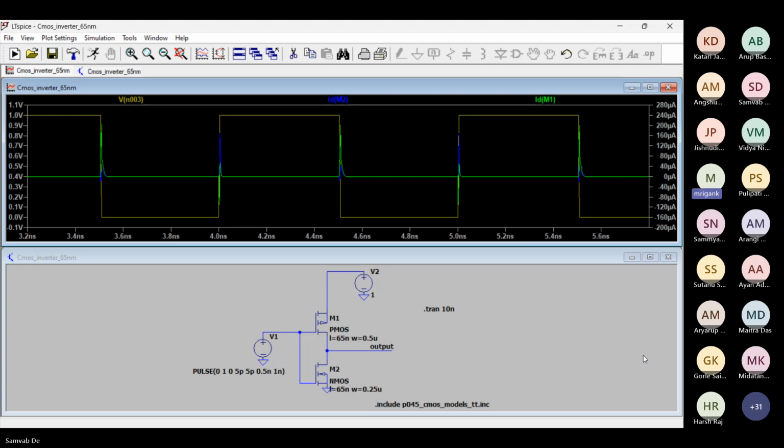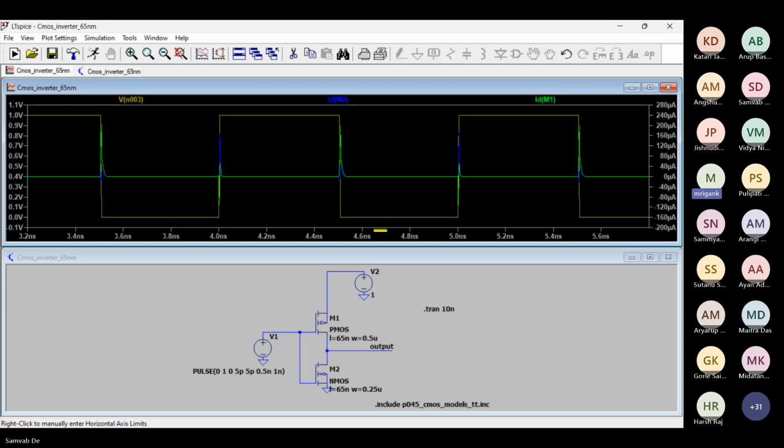It's the CGS, and also the drain to body capacitances are there. So there may be some capacitive coupling because of that, and it may lead to some current flow from that node. So that may be responsible for the negative current. When we discuss the parasitic behavior, we will discuss that. But just look at the relative magnitude of the PMOS and NMOS current.